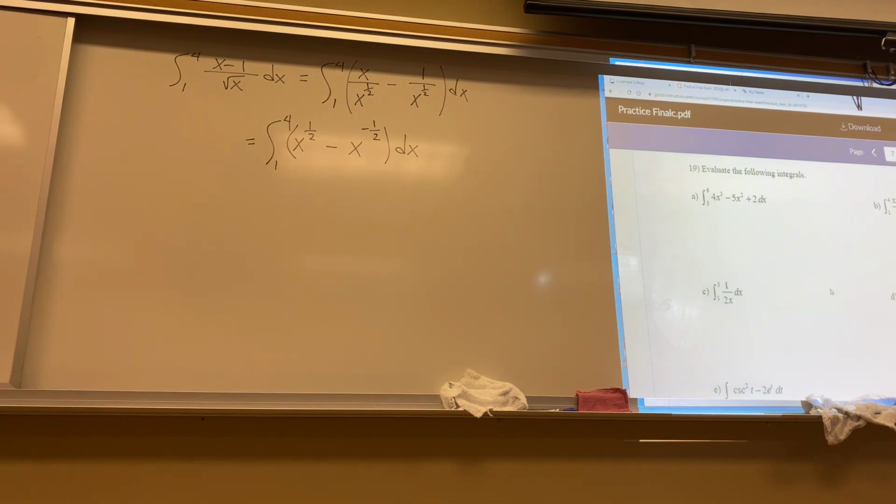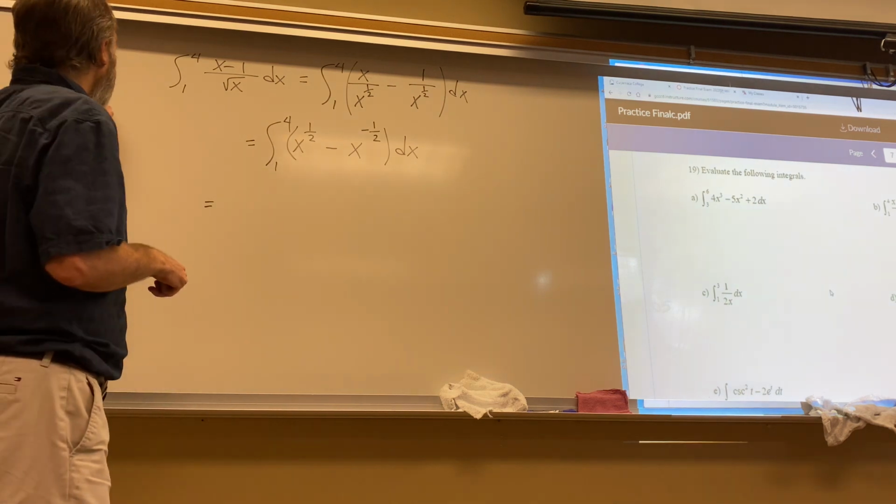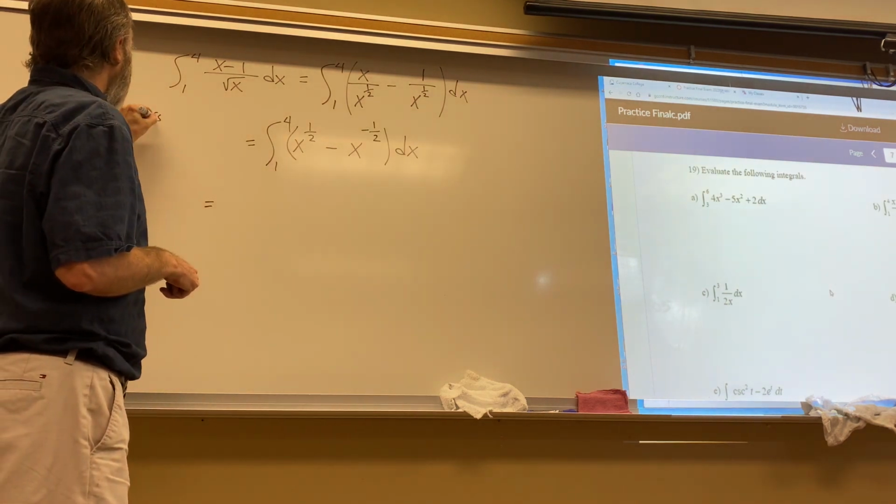And now we just apply our polynomial rule. We add 1 to the exponent, divide by the new exponent. Even if they're fractions, it still works the same. So 1/2 plus 1 is 3/2.